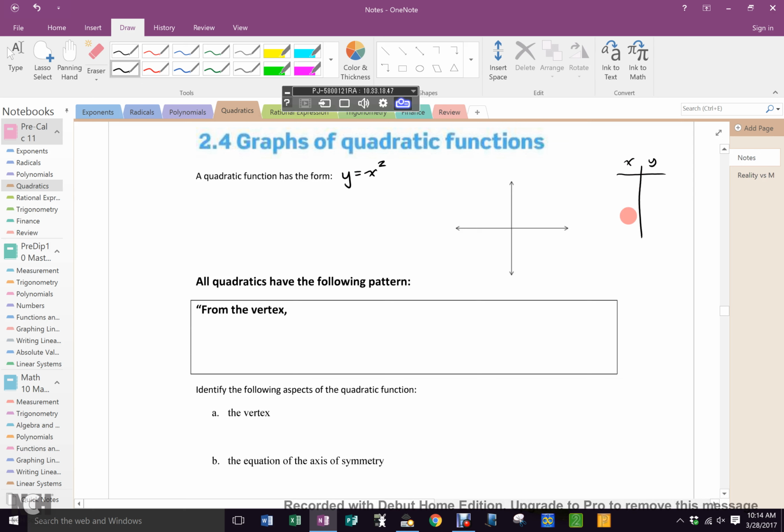X and Y. Now, if you were going to do this with X and Y, you should have some negatives and some positives, right? So we're going to use -2, -1, 0, 1, and 2.